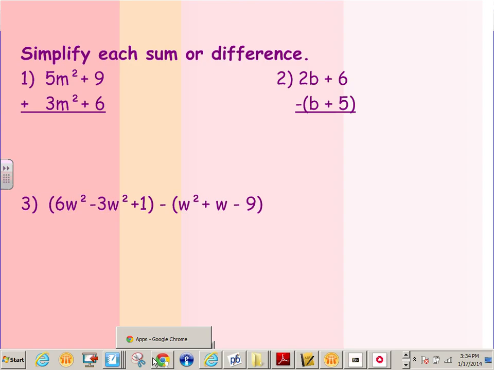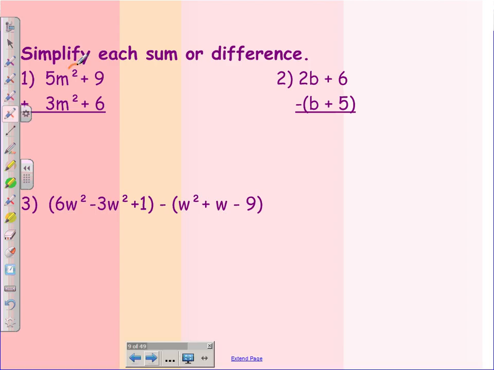So number 1 says 5m squared plus 9 plus 3m squared plus 6. This is going to be really easy to do because I notice that I have a 2 and a 2. So all I'm going to do is add my two numbers together. So 9 plus 6, I want to add my constants, and then I want to add the quadratic. So I end up with 8m squared plus 15. It's as simple as that.